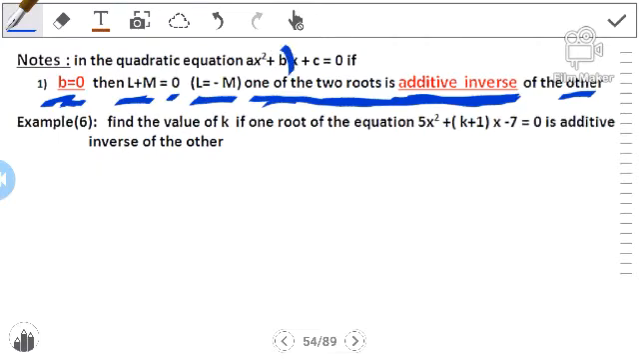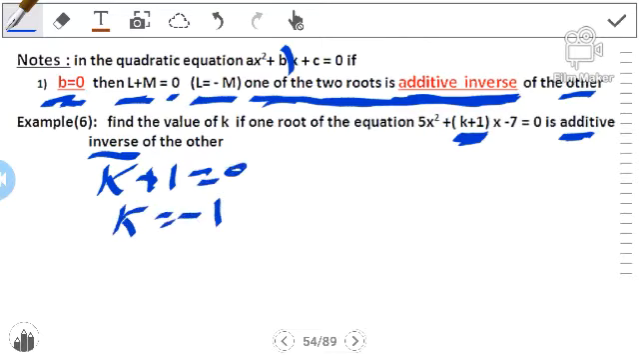So whenever I know that one of the two roots is the additive inverse of the other, I take the coefficient of x and set it equal to 0. For example, find the value of k if one of the roots of the equation is the additive inverse of the other. Here, since it says additive inverse, b equals 0. Where is b here? It is the coefficient of x, which is k plus 1. So k plus 1 equals 0, and from here k equals negative 1.